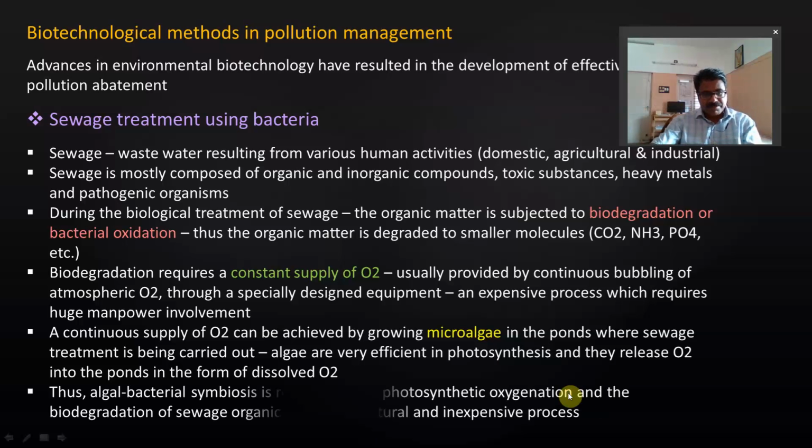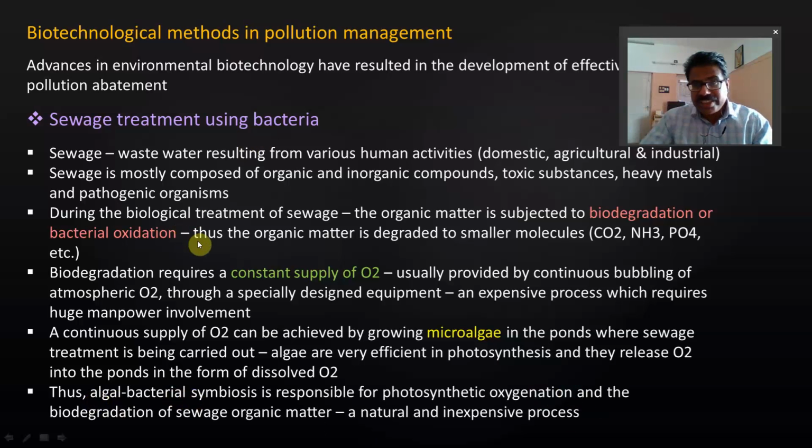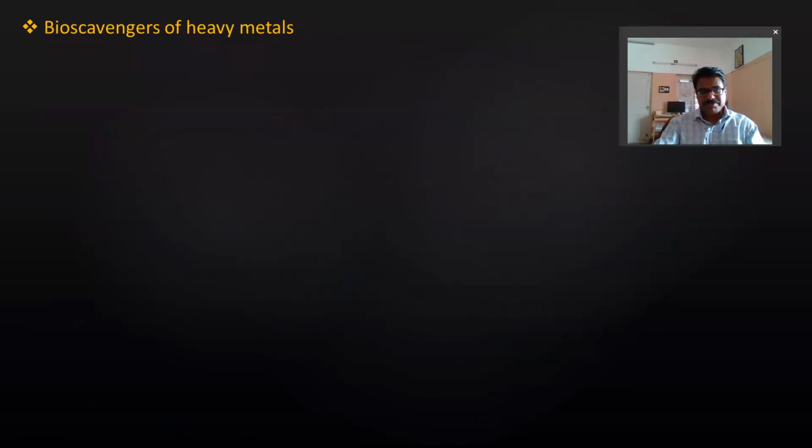And there is an algal bacterial symbiosis. We know that bacterial oxidation naturally takes place in sewage. So when we provide algal culture into it, algal bacterial symbiosis takes place and a speedy, quick biodegradation of organic sewage matter takes place. And you know, this is a natural and relatively inexpensive process.